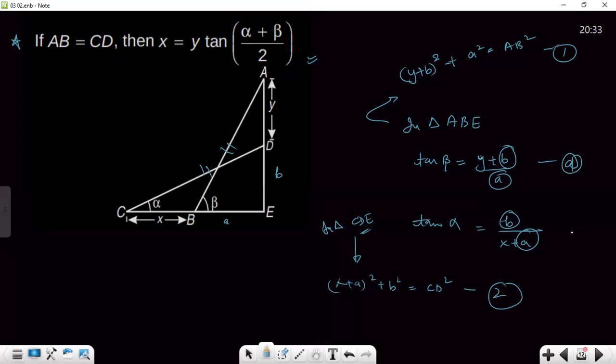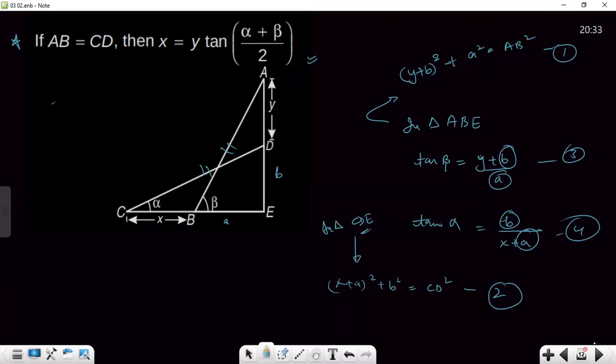Let's call it equation number 3. Okay. Shall we move ahead or should I prove it? Please make a choice. Let's move ahead.